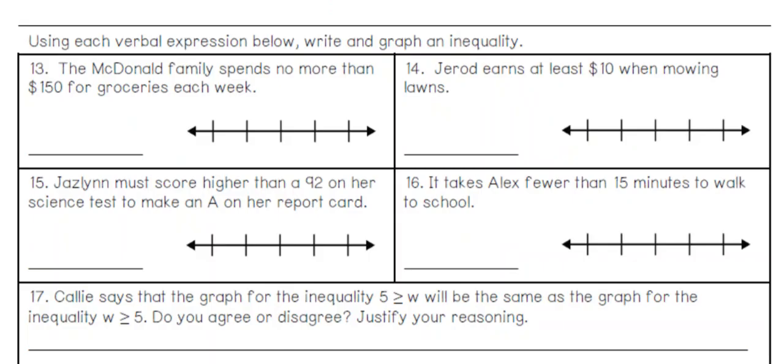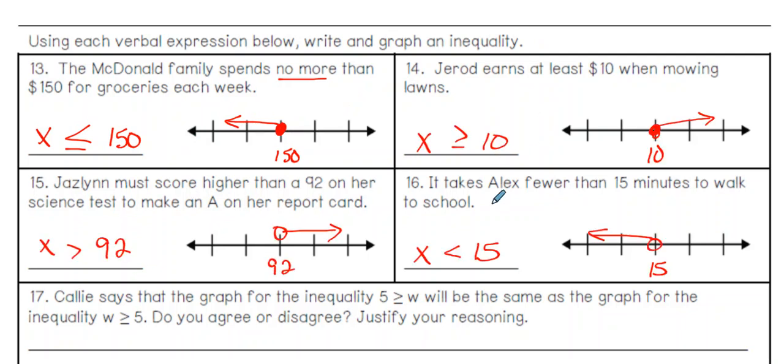All right, so now on the last 4 here, we're going to write the inequality, then graph it. The McDonald family spends no more than $150 on groceries. So I'm going to write my variable, write my number, and then figure out what I want. No more than. So they couldn't spend more. So it has to be less than 150. And then could it be exactly? Yeah, it just couldn't be more than that. Then just come over here and go 150. It could be 150 and less than. All right, you do 14, 15, 16. Pause the video.